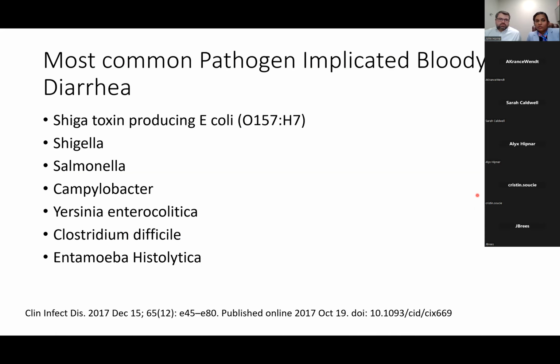Here again, that's what they go over here. Bloody stool, if you have it in a patient, we always think about C. diff in the hospital, but you always have to think about the other bacteria that are associated. Shigella, E. coli O157:H7, Salmonella, Campylobacter, Yersinia, and then of course Entamoeba histolytica. Entamoeba histolytica is usually when people go camping and have river water exposure. So think of those type of things as well. But this is for bloody diarrhea.